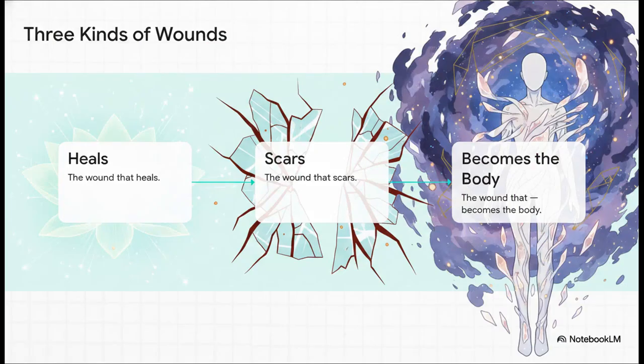The narrator lays out 3 kinds. There's the kind that heals, and the kind that leaves a scar, but they're not really interested in those. They focus on this 3rd kind, the wound that doesn't just mark you, it fundamentally changes you. It becomes part of who you are.